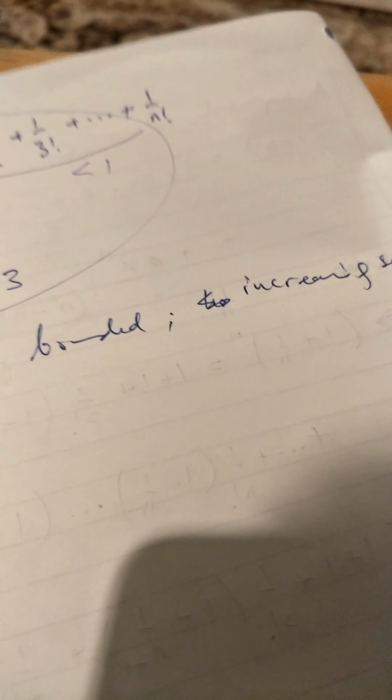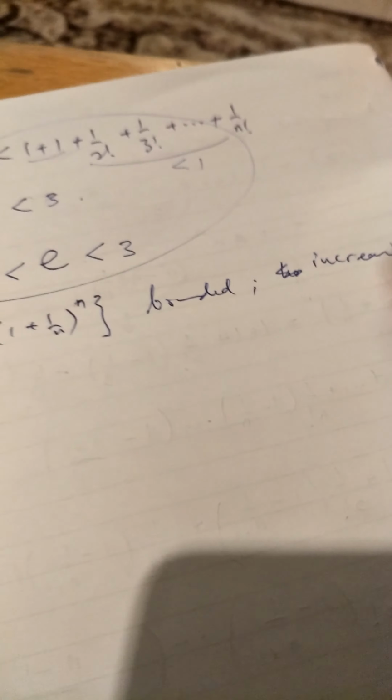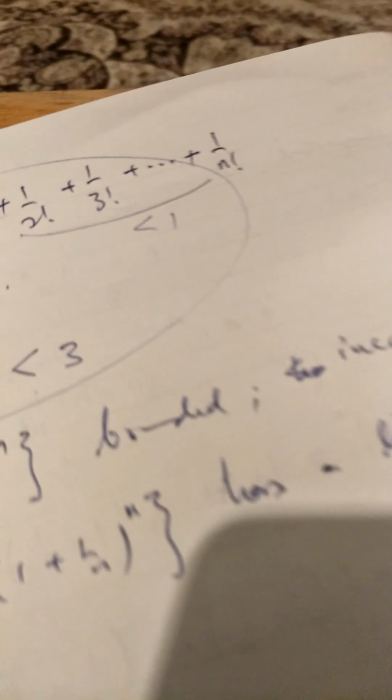Increasing sequence. From the previous page we showed that the sequence is increasing. So therefore the limit exists, which means this sequence (1 + 1/n)^n has a limit. So what is the limit? If you look at those, we take a limit.